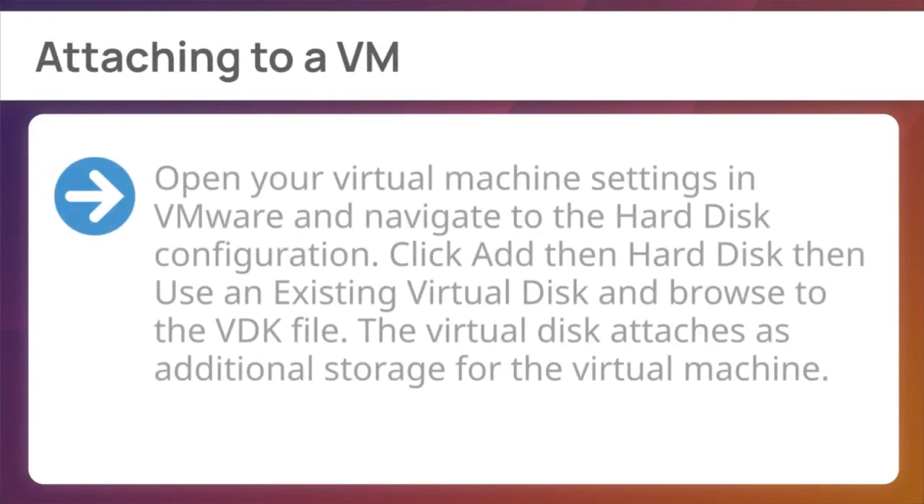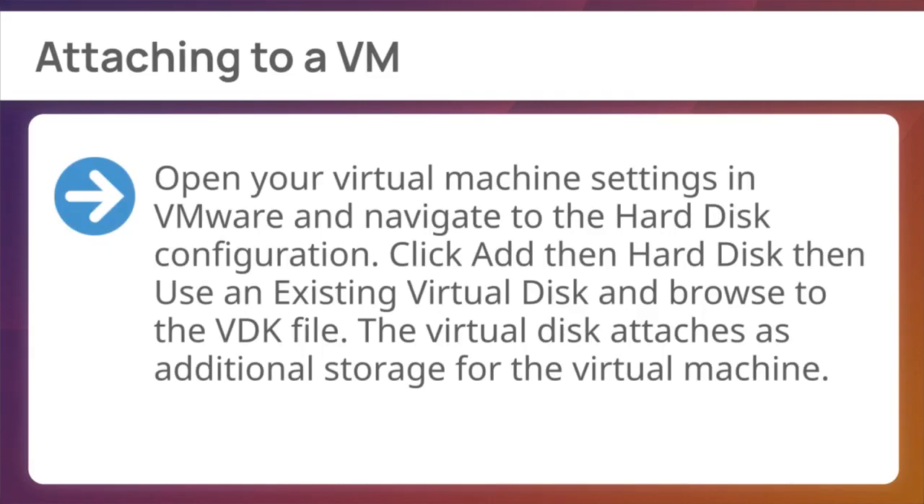Next, attaching to a VM. Open your virtual machine settings in VMware and navigate to the hard disk configuration. Click Add, then Hard Disk, then use an existing virtual disk and browse to the VDK file. The virtual disk attaches as additional storage for the virtual machine.